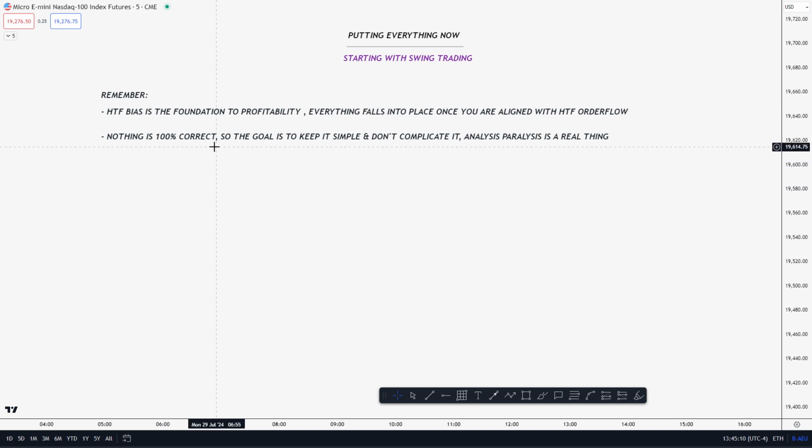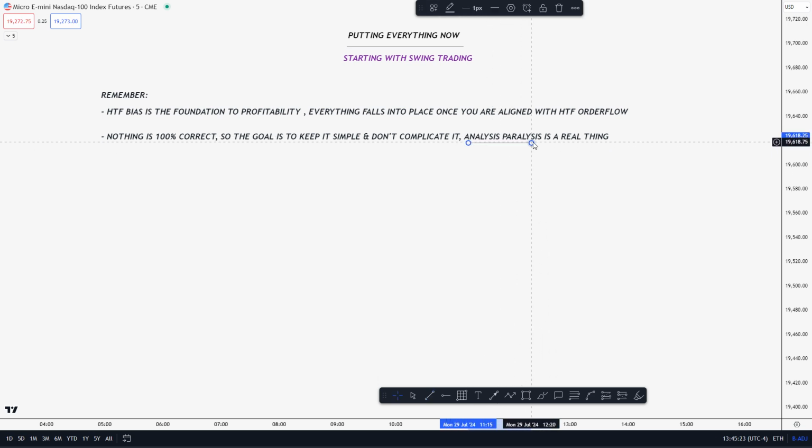Nothing is 100% correct, so the goal is to keep it simple and don't complicate it. Analysis paralysis is a real thing, and of course many of you have not faced this problem, but in future, once you start trading, you will feel this analysis paralysis. Sometimes you will feel bullish, sometimes you will feel bearish, and that's basically analysis paralysis.